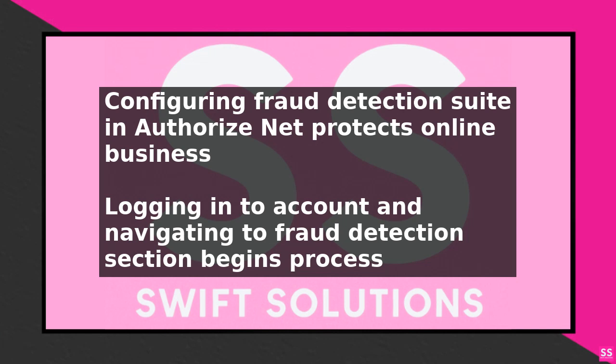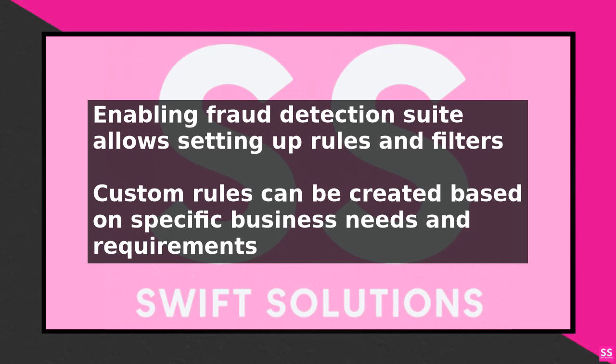Authorize Net provides a range of pre-configured rules, including velocity filters, IP address filters, and transaction amount filters. You can also create custom rules based on your specific business needs. For example, you may want to flag transactions from certain countries or transactions that exceed a certain amount. You can also set up rules to flag transactions that are processed at unusual hours or from unfamiliar IP addresses.